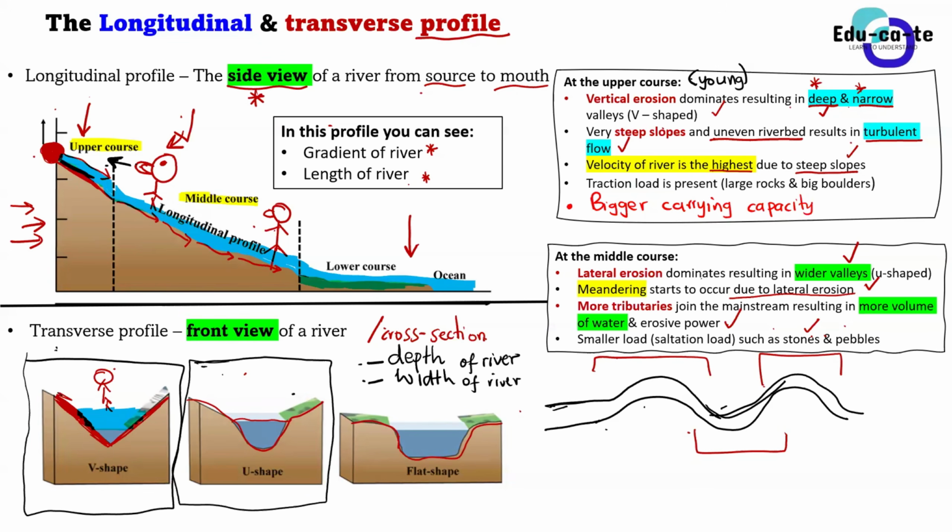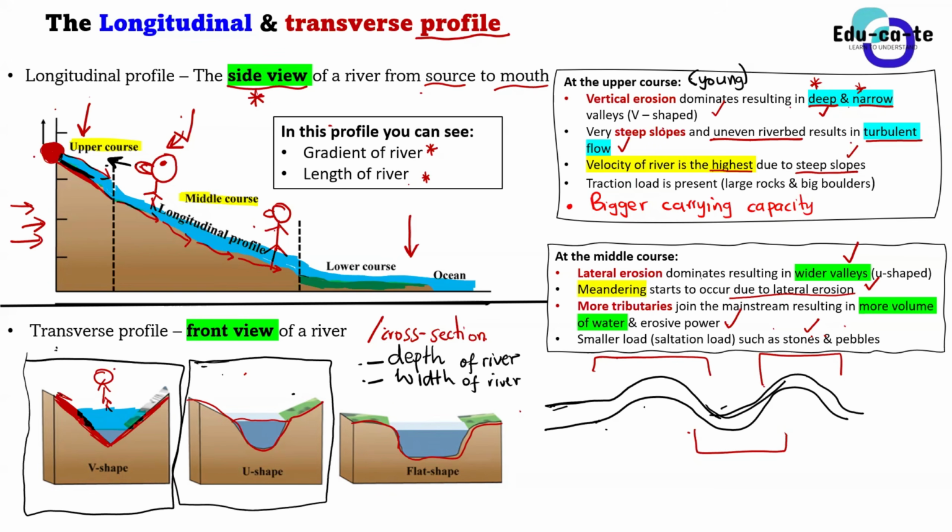They are just found deep down. The bigger rocks are found at the bottom of the river. That's the traction load that we're talking about, the bed load. But the siltation load is the stones, those stones and pebbles that can just be moved around by the water. So we've got smaller load that is now being carried compared to the first one.